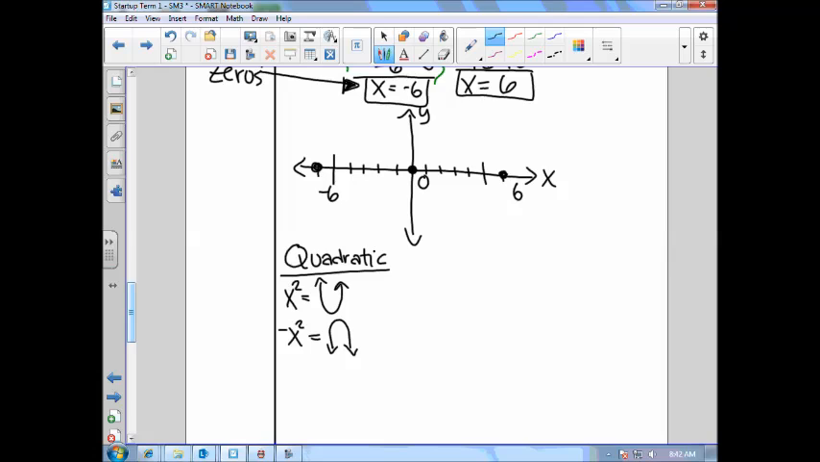Now if we have a cubic or an odd power, like x to the 3rd power, do you remember what that looks like? Kind of like an S. It starts on the bottom left and goes up to the top right. So if you don't know these graphs, you should draw this out. And what happens if it's negative x cubed? It flips. So it starts up and goes down.